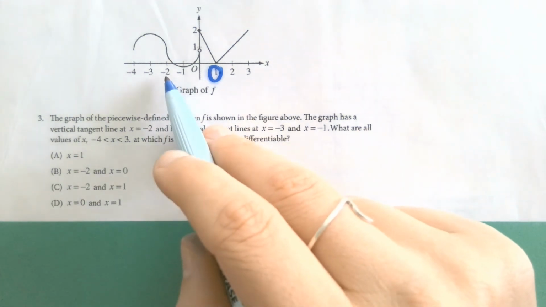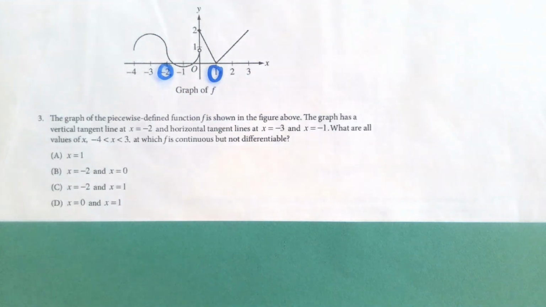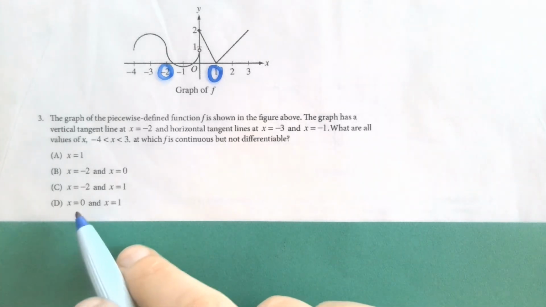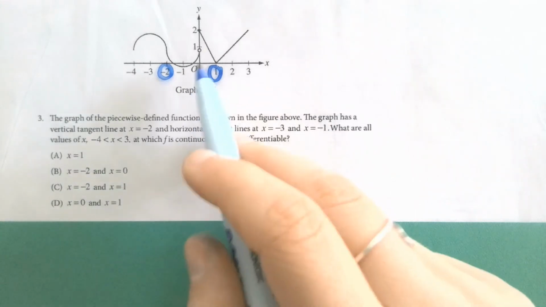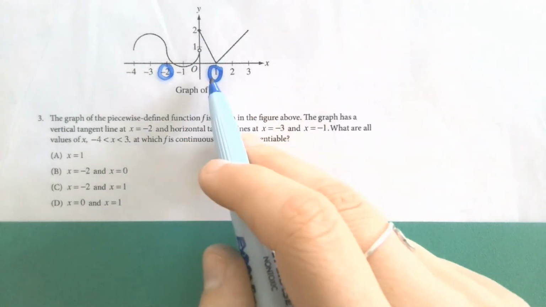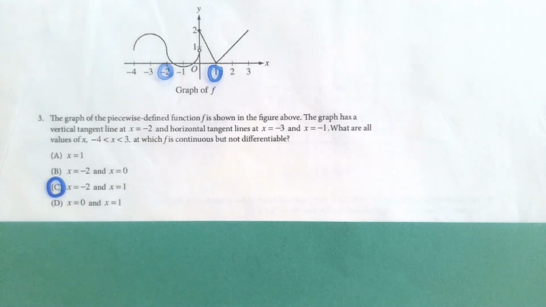It's also continuous but not differentiable at -2 because it has a vertical tangent line. So there's no way that those derivatives could be approaching the same thing from the left and the right if it's undefined there for the slope. The only other value that comes into play here is 0, and at 0 it's definitely not continuous. So the only values here are 1 and -2. That makes sense for it to be continuous but not differentiable.